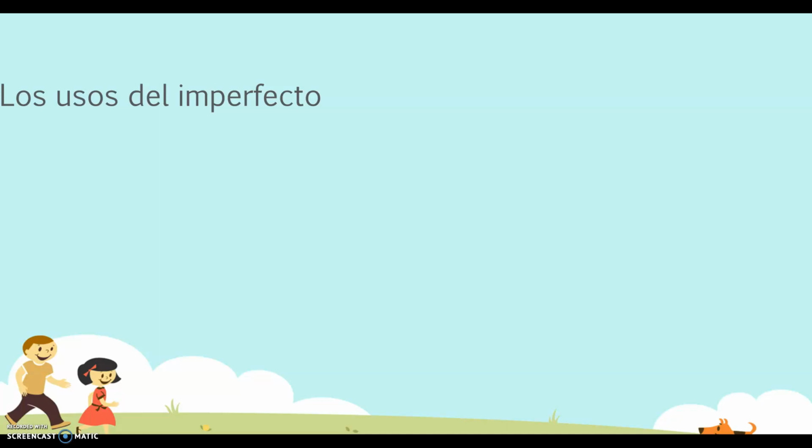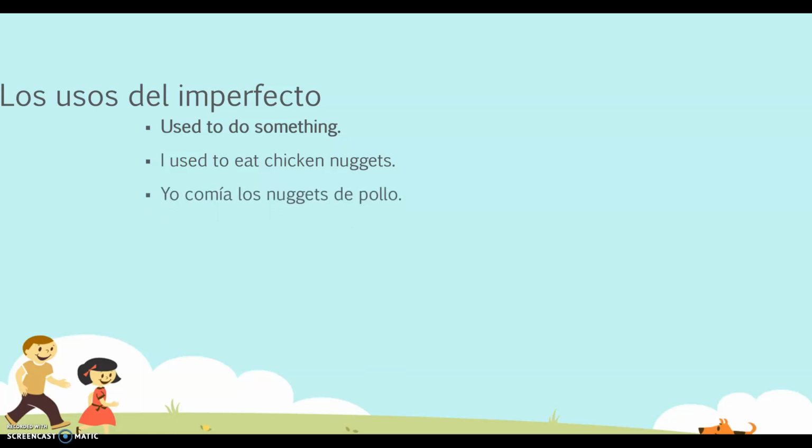Los usos del imperfecto. Our focus for today's lesson, after that little bit of review, is the uses of the imperfect tense. Remember that we primarily use it to talk about things that you used to do. I used to eat chicken nuggets. Yo comía los nuggets de pollo.